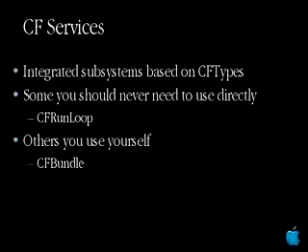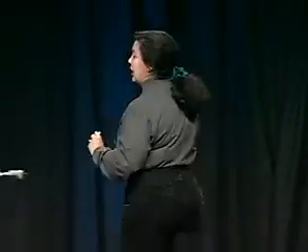So what do I mean when I talk about a CF service? What I'm talking about is an integrated subsystem that's built based on the CF types that we saw this morning. There are several inside Core Foundation, some of which you are likely to never use yourself. CF run loop is an example. We use the run loop to maintain the main event loop in both Carbon and Cocoa applications. In all likelihood, you'll never need to use it, but it's silently doing its work inside of a Carbon application or a Cocoa application. Others you will find yourself using directly. CF Bundle is an example of that.